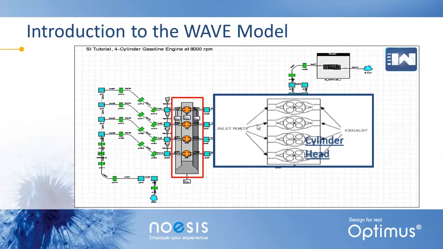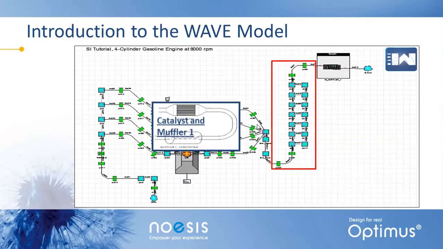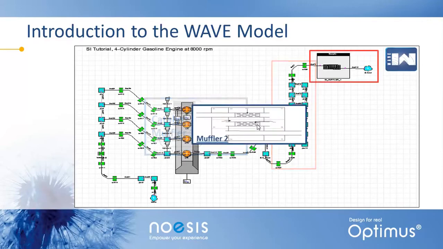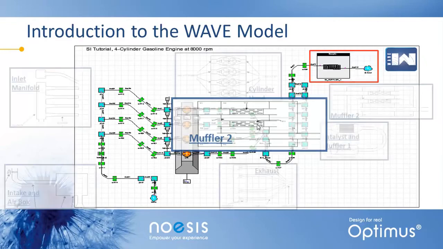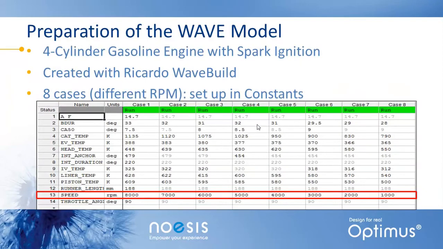The cylinder head is also modeled in WAVE, and after the engine we have the exhaust lines that collect in the exhaust manifold, and we have the after treatment line where we have all the catalysts and first muffler, and at the end we have the second muffler, which will do the acoustic silencing. So this model actually represents a 4-cylinder gasoline engine with a spark ignition.